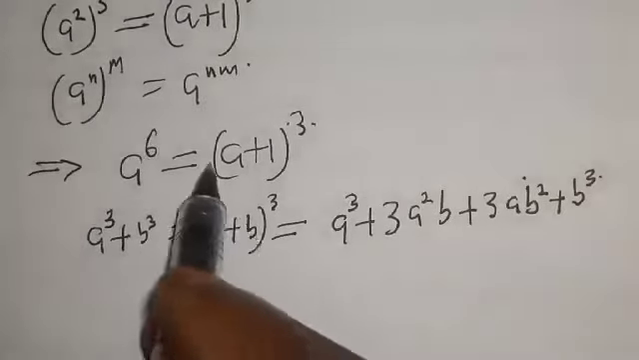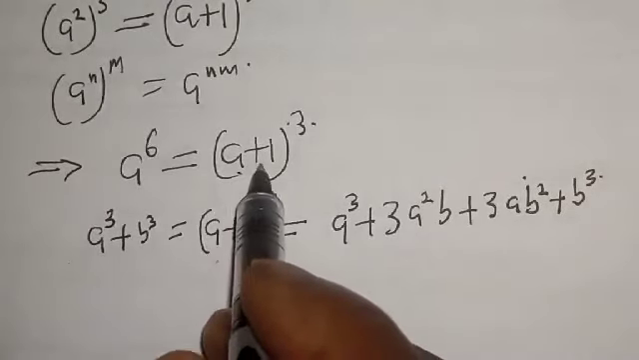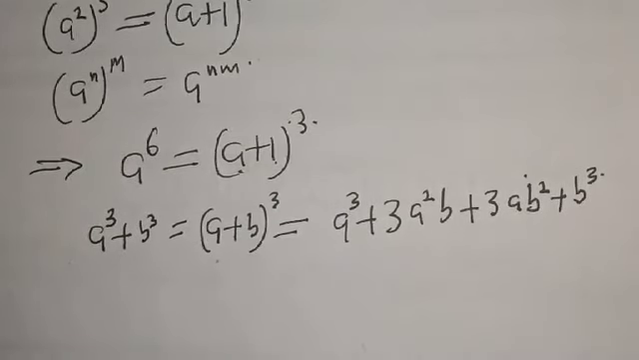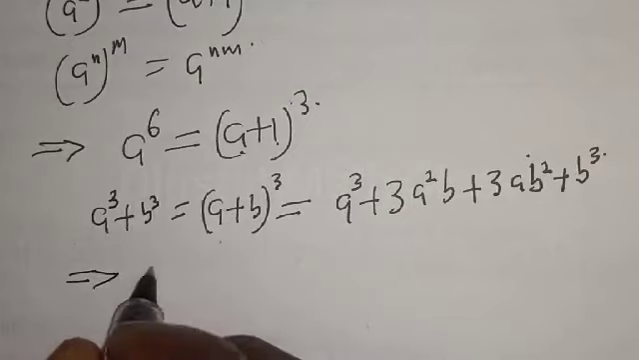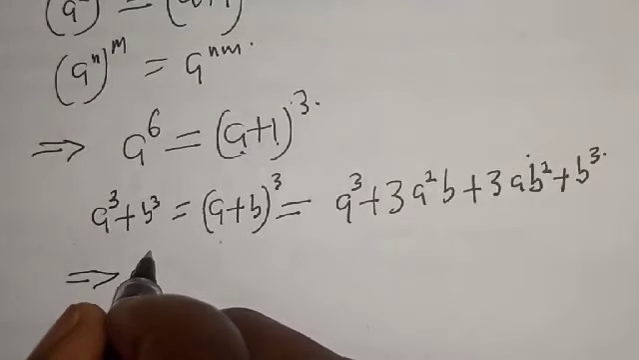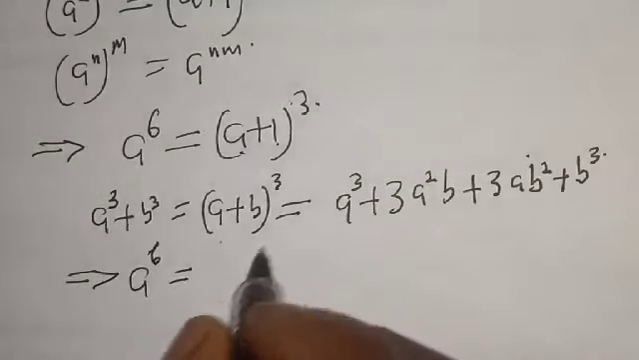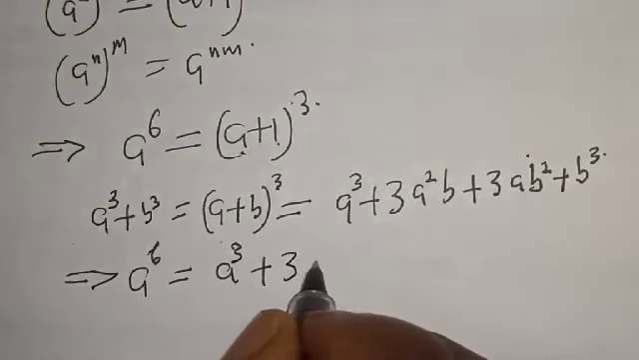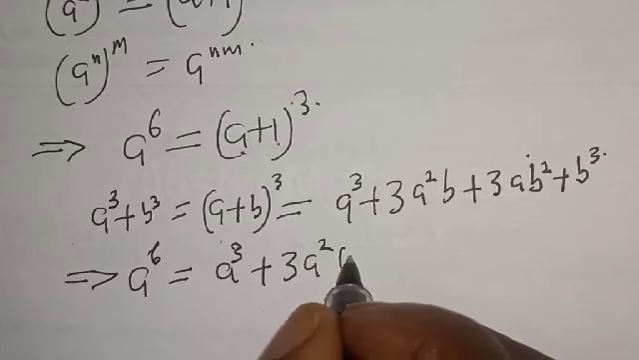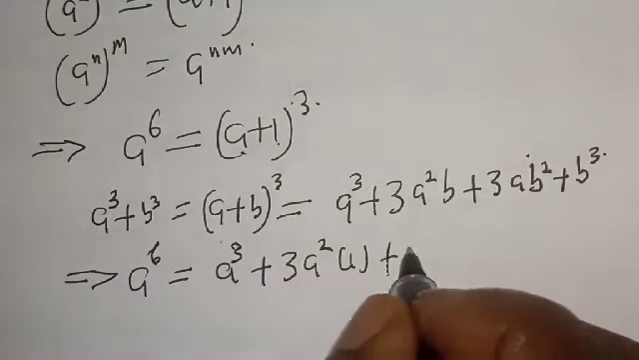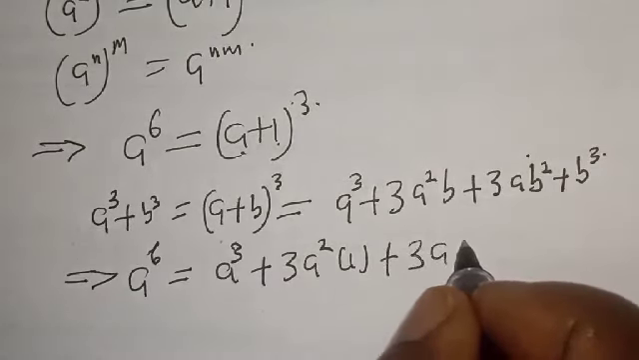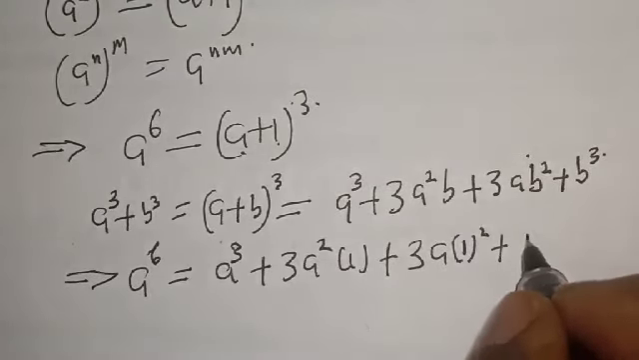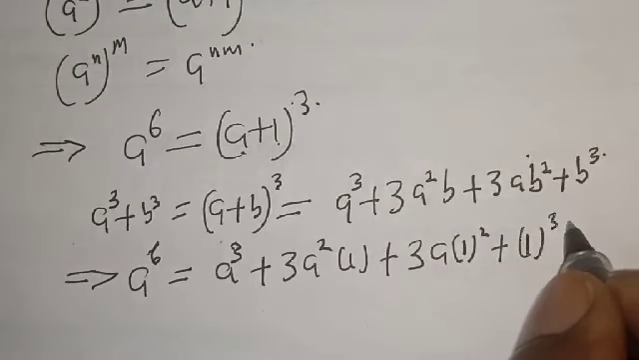Then from this we have our a is a and our b is what? 1. Anywhere you see b, you put 1 there. So this implies that we have a raised to power 6 to be equal to a raised to power 3 plus 3a squared into 1 plus 3a into 1 squared plus 1 raised to power 3.